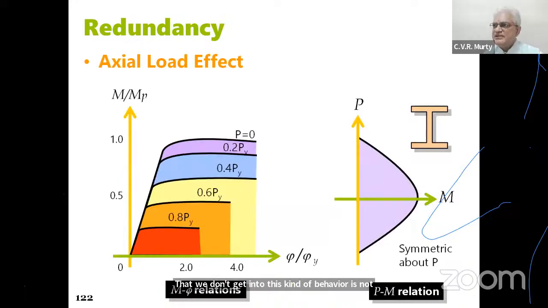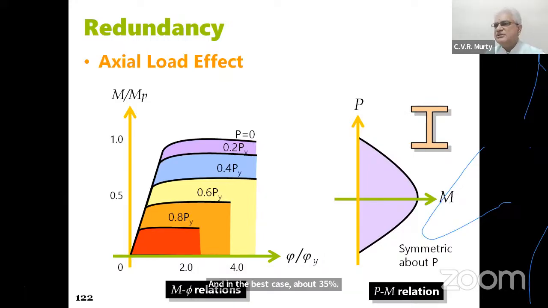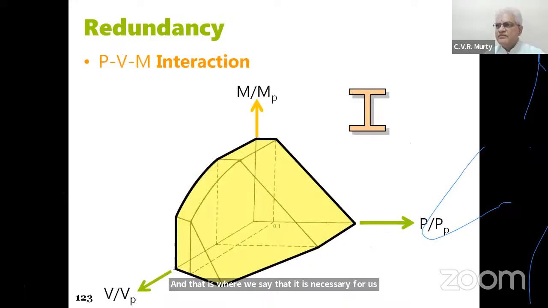Now, those of us who understand the PM interaction diagram will also tell us that we are looking at an axial load level which is about 20% of the yield value. And if you go beyond 20%, you'll start seeing a sharp drop in the curvature. And in the best case, about 30-35%, including the oscillation due to earthquake loading. And that is where we say that it is necessary for us not to overload beyond this.